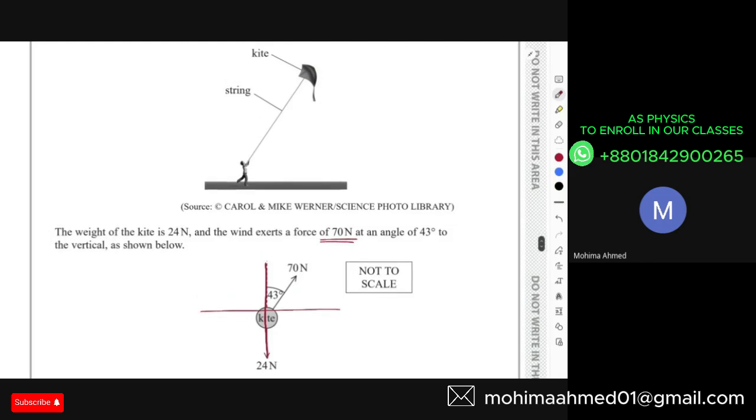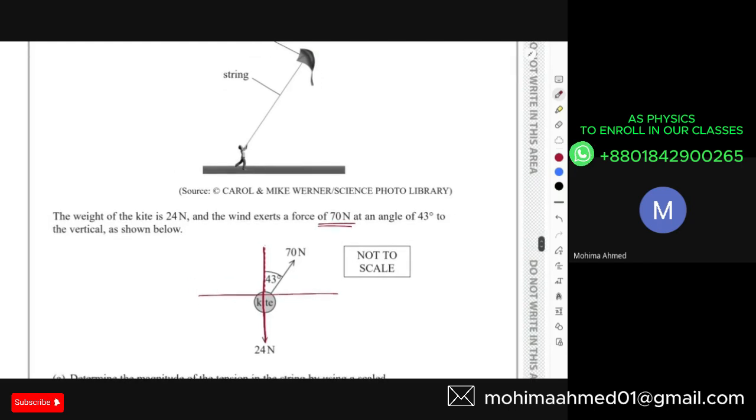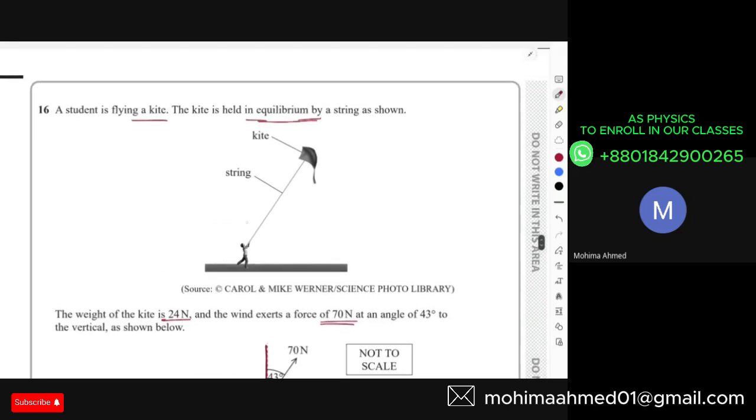But again, I can understand that in this case, tension will also not be in the vertically upward plane, right? Because the weight of the kite is 24, then the wind exerts a force of 70 Newton, this much angle from the vertical as shown. And the string over here was also, if I distribute them, I can understand that this is your wind, 70 Newton force. This is your weight, 24 Newton force. You have to understand the wind wants to pull this kite away from the boy, right? But the tension is the one who is holding the kite over here. So tension acts in this direction.